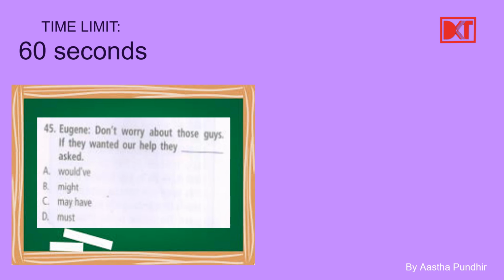Okay, next. Don't worry about those guys. If they wanted our help, they dash asked. They would have asked, they might have asked, they may have asked, or they must have asked. Here the correct answer is they would have asked, which means it's a condition, a possibility that if they wanted our help, then they would have asked. So we use would in this situation.